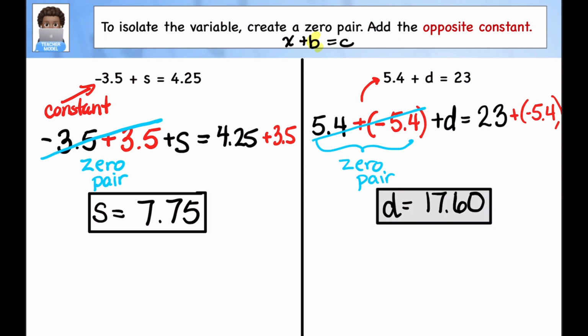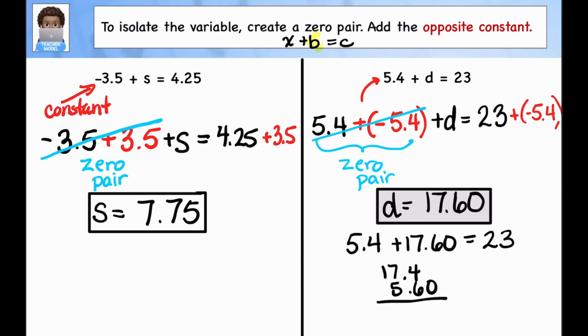Let's check our answers, because we always want to check. We go back to the original. Is 5 and 4/10 plus 17.60 equal to 23 on the other side? Well, let's stack it. Here we go, carry the 1. 1 plus 7 plus 5 is 13. Yep, we end up with 23 on this side.